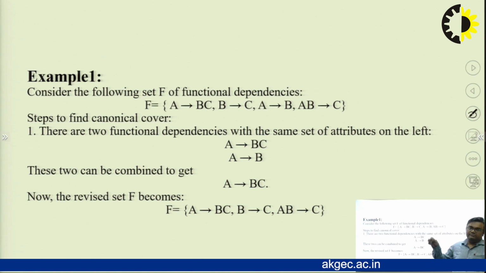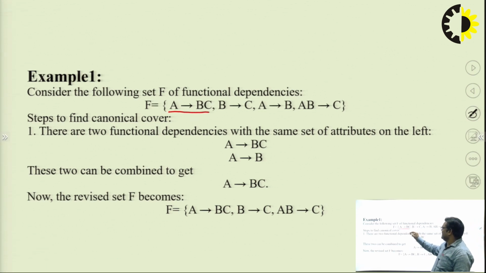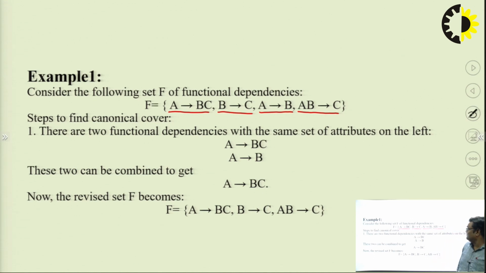Next, we can do it with an example. Consider the following set F of functional dependencies. We have A to BC, another is B to C, another is A to B, and next is AB to C. So we have mainly four functional dependencies available for a given relation. So how to find the canonical cover?